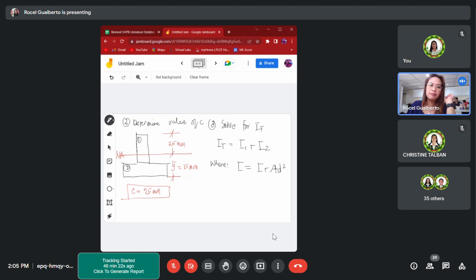Okay, so ibig sabihin, if I have I1, that would be I plus area 1 D1 squared. Kung I2 yan, that would be equal to I plus area 2 D2 squared. Kung may I3 pa po, that would be I plus area 3 D3 squared. Now, for the value, tingnan po natin. Una muna, let us solve for I1.